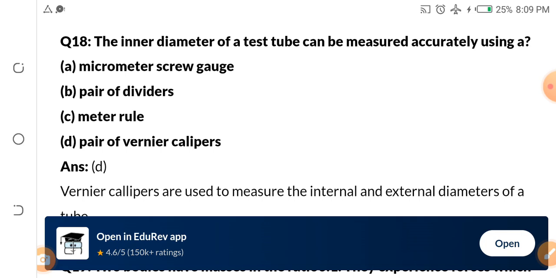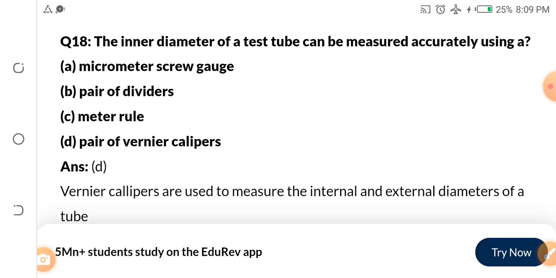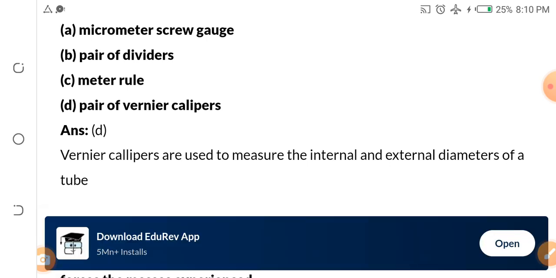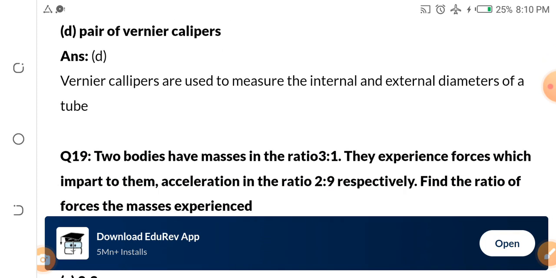The inner diameter of a test tube can be measured accurately using a dash. A, micrometer screw gauge. B, pair of dividers. C, meter rule. D, pair of vernier calipers. This is simple now. Vernier calipers are used to measure the internal and external diameter of a tube. There is one you can use a meter rule to measure, but when it comes to inside a tube, that is where vernier calipers come to the party.